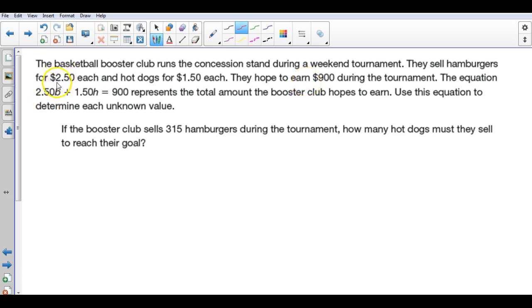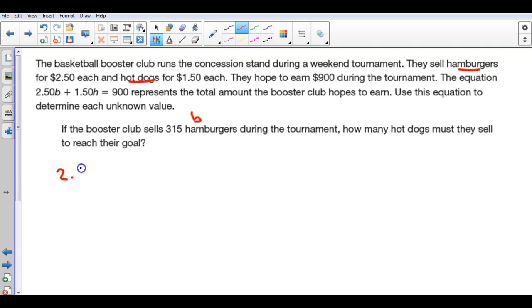Here's the equation. There's our two variables. First of all, are the number of hot dogs they're selling and the number of hamburgers. So they're letting B represent the number of burgers, and H is going to represent the number of hot dogs. So those are your two variables. Remember, it's not the price of them that's the variable, it's the number of each. So 2.50 times B, $2.50 for a burger, $1.50 for a hot dog, they want to reach $900. So it says if the booster club sells 350 hamburgers, how many hot dogs must they sell to reach their goal? So by giving you the hamburger amount, that's the B value.